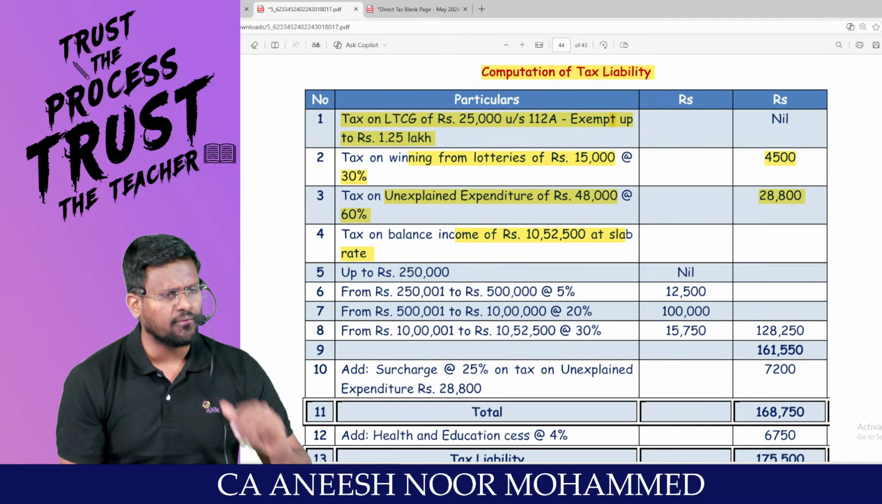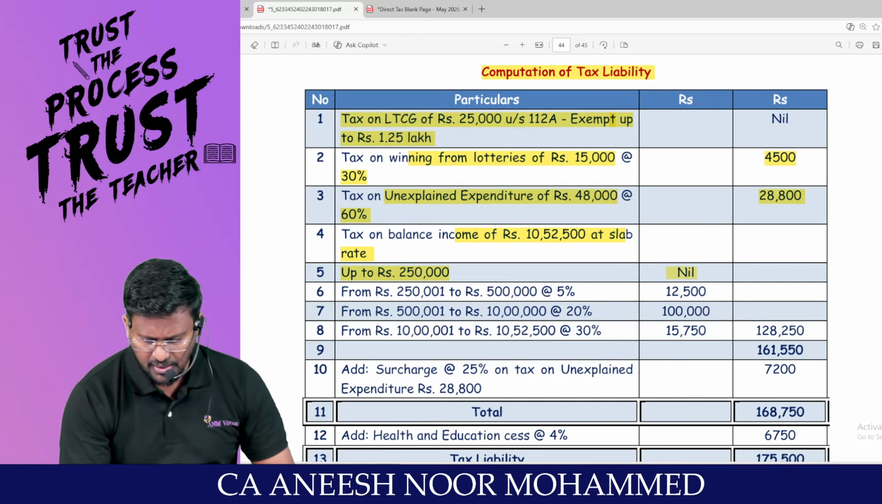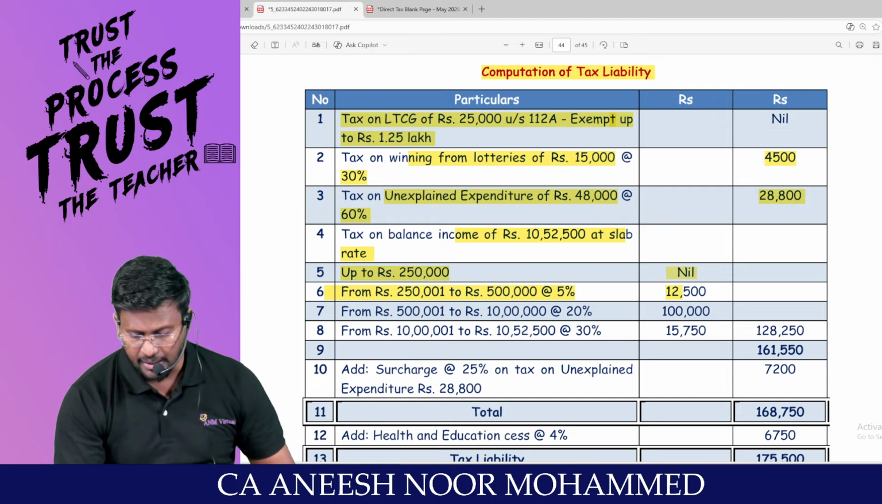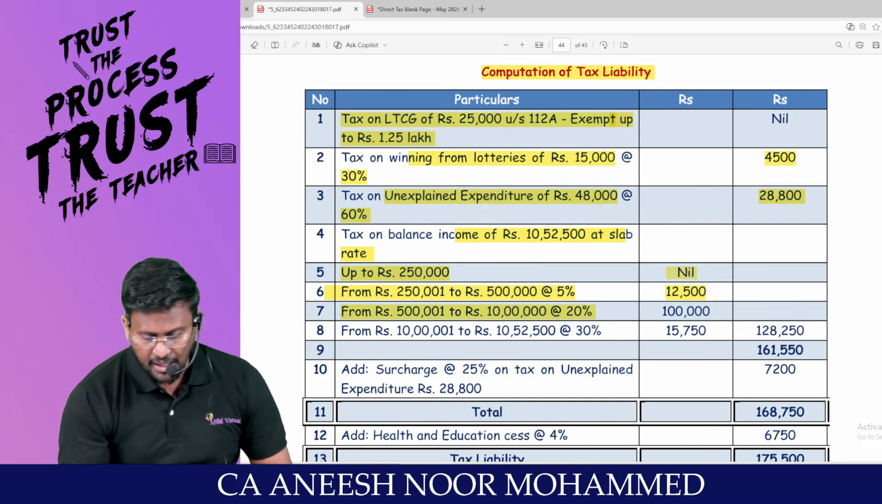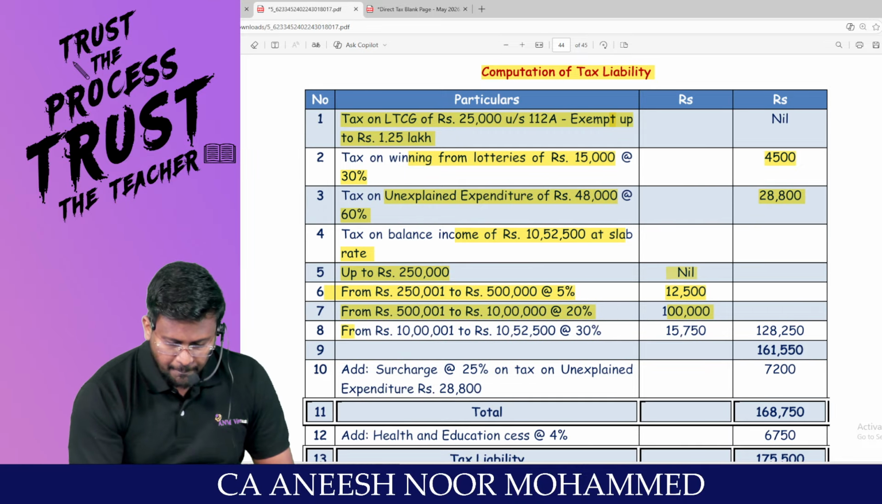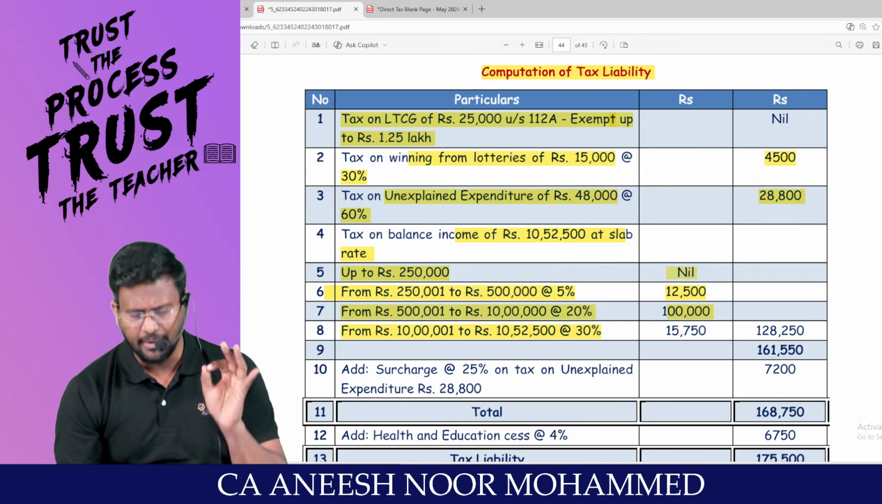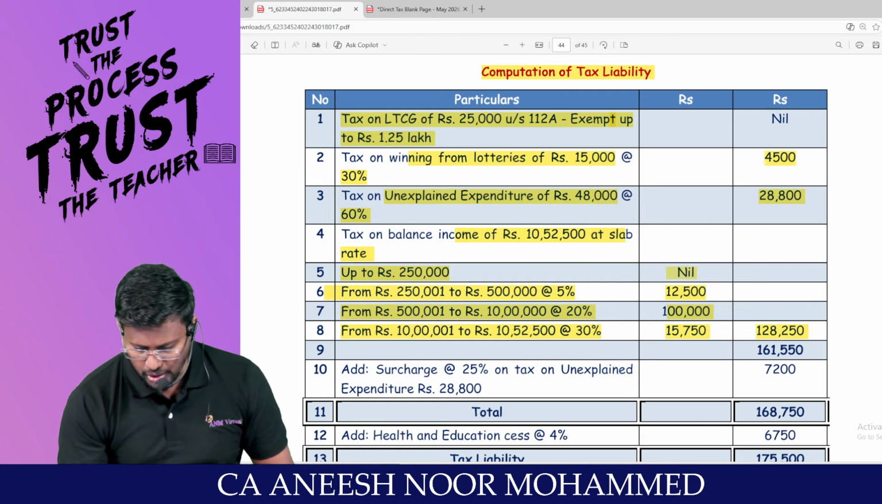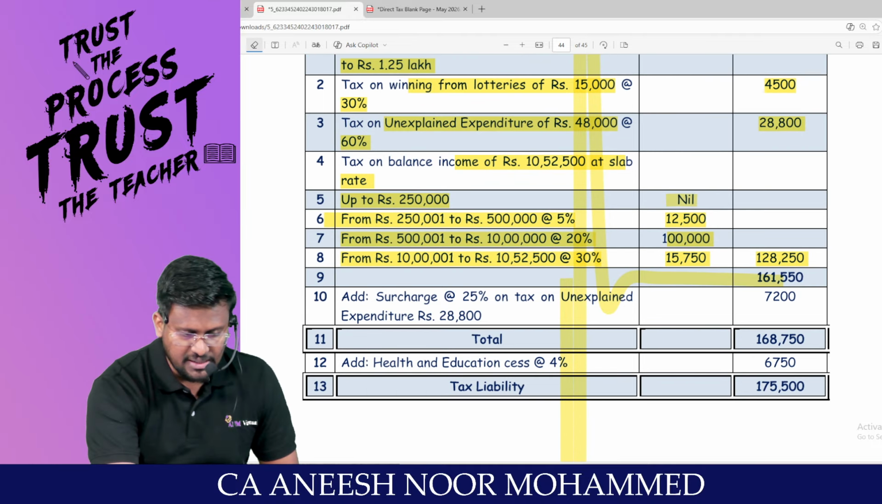He is going to travel through the optional tax regime: up to 2.5 lakhs nil, 2.5 lakhs to 5 lakh at the rate of 5%, 5 lakh to 10 lakh at the rate of 10%, 1 lakh. Basically, in excess of 10 lakh will be taxable at 30%. So the subtotal will be 1,61,500.